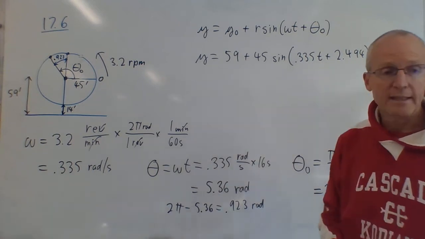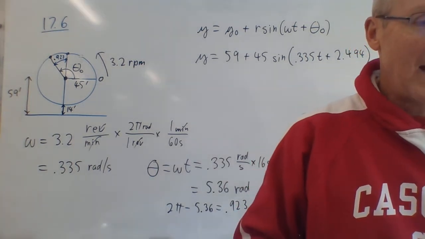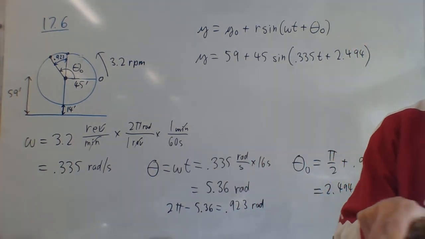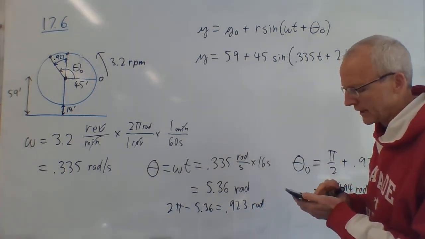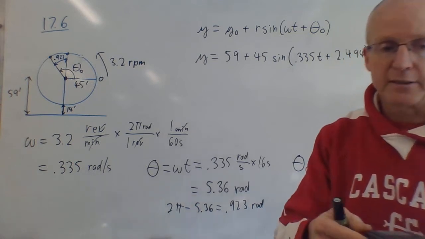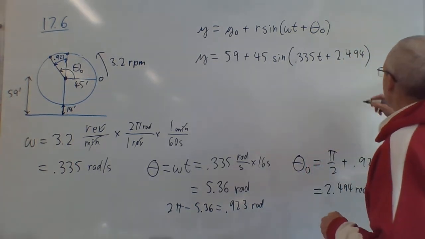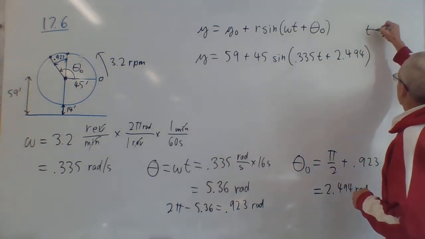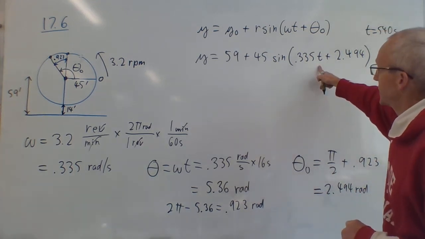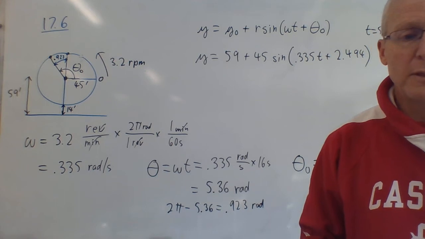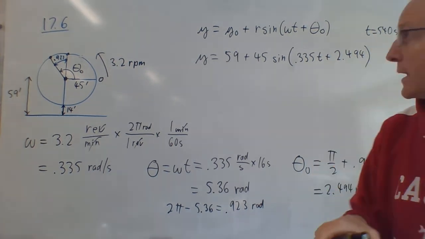Now we plug in t. What do they want? 9 minutes, and we have to be careful because this is all in seconds. We have to change that to seconds. So 9 times 60 is 540 seconds, right? So time is 540 seconds. We plug that in here. Make sure your calculator is in radian mode to do this.